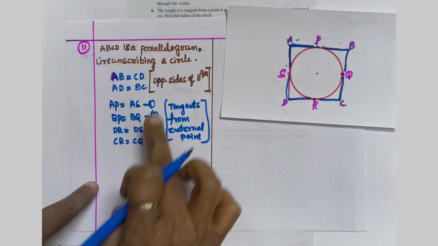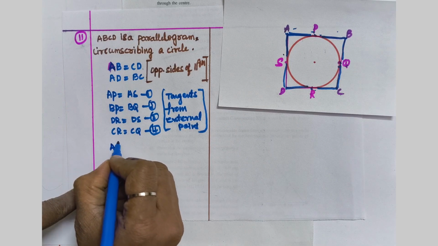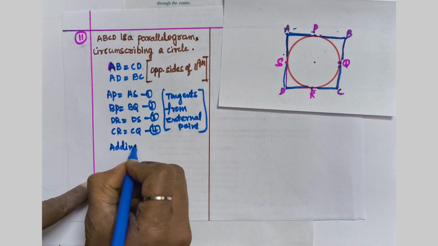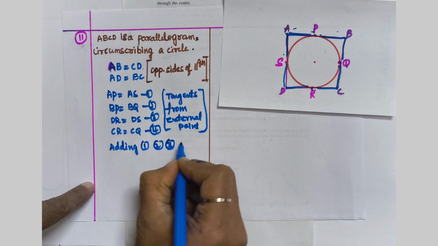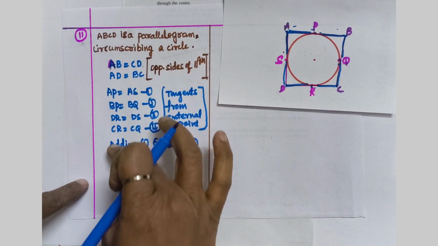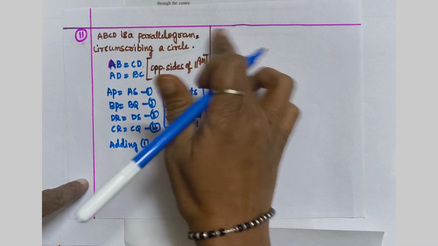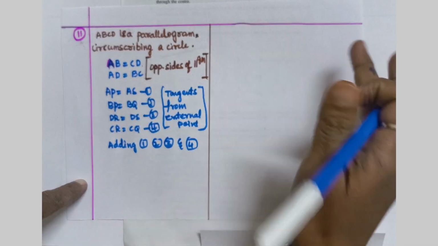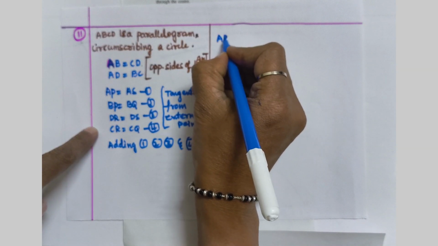Now what are you doing? Adding 1, 2, 3, 4. See here, now I am adding 1, 2, 3 and 4. These all I am adding. Carefully listen. On the left side we take the left, on the right side we take the right. Here I will add, see. AP, BP. Try to understand.